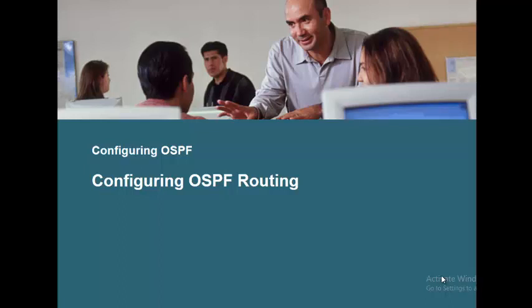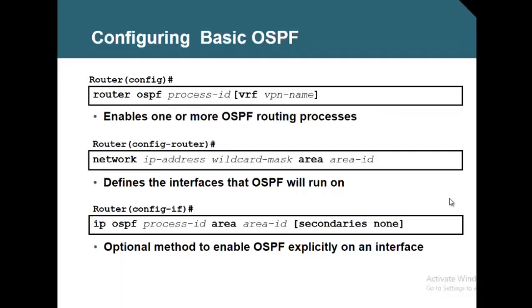Configuring OSPF route. It's not difficult if you have done some routing protocol configuration earlier. There will be slight difference, but configuration is almost similar to EIGRP. So when we say EIGRP, we say router EIGRP and then the autonomous system number. Here, instead of autonomous system number, we are going to give process ID.